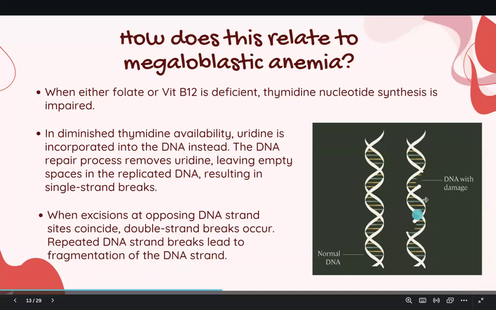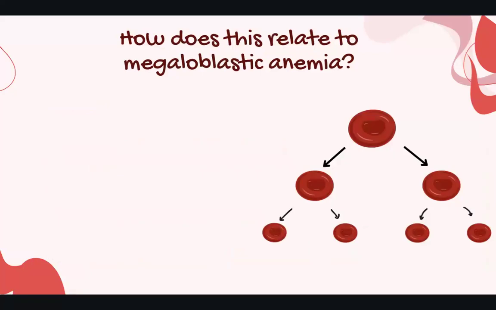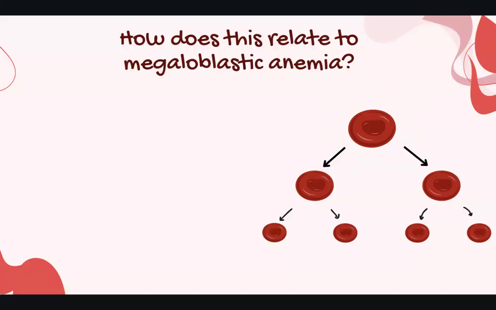Now, this is a fragmented DNA, and this is a normal DNA strand, okay? So why is this significant to us? Why is DNA fragmentation a problem? Let's imagine this. We have an RBC, and once it divides, it gets smaller and smaller with each division, right? So if there's a problem with this division, every time the stem cell tries to divide, it needs to go through DNA replication. And if there's a problem with this replication process, it would not be able to go through. It would just stay over there, unable to replicate.